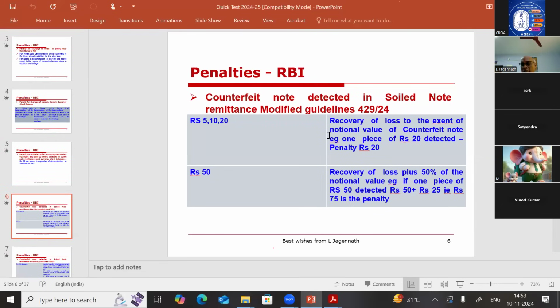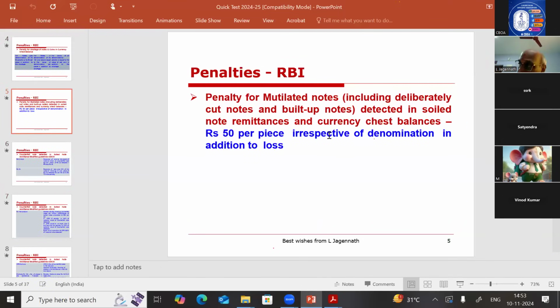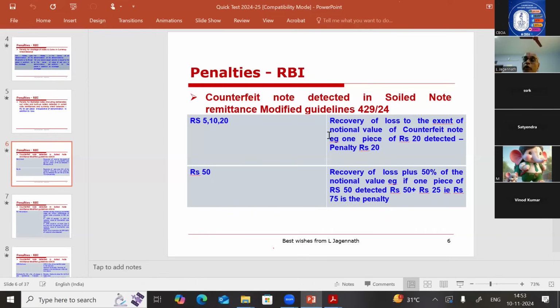So we saw soiled note remittance shortage, and shortage found in the currency chest balance. Then we saw penalty for mutilated notes found in the soiled note remittance or in the currency chest balance. Now the next one is counterfeit notes deducted in soiled note remittance, with modified guidelines in the 429/2024 HO circular. In 429, they introduced a concept called CPM. I will quickly explain it so you will be able to understand. Anyway, it is a post-lunch session, don't worry, I will explain it very quickly.